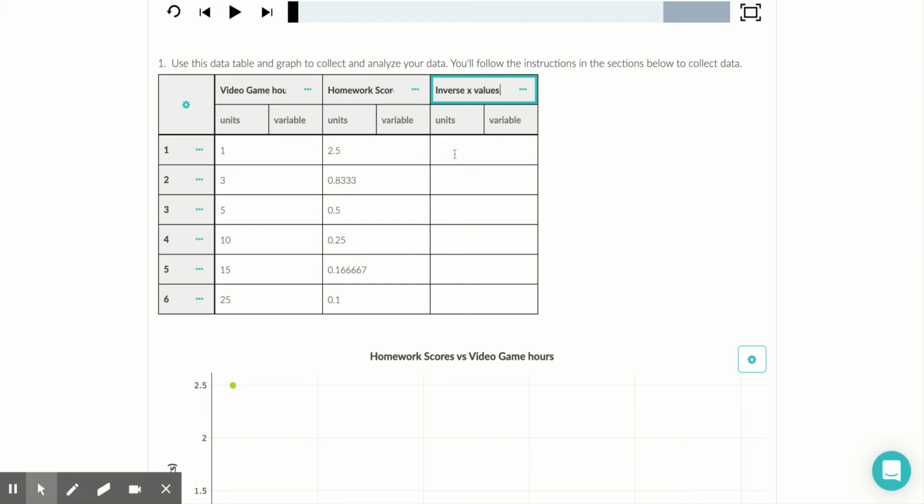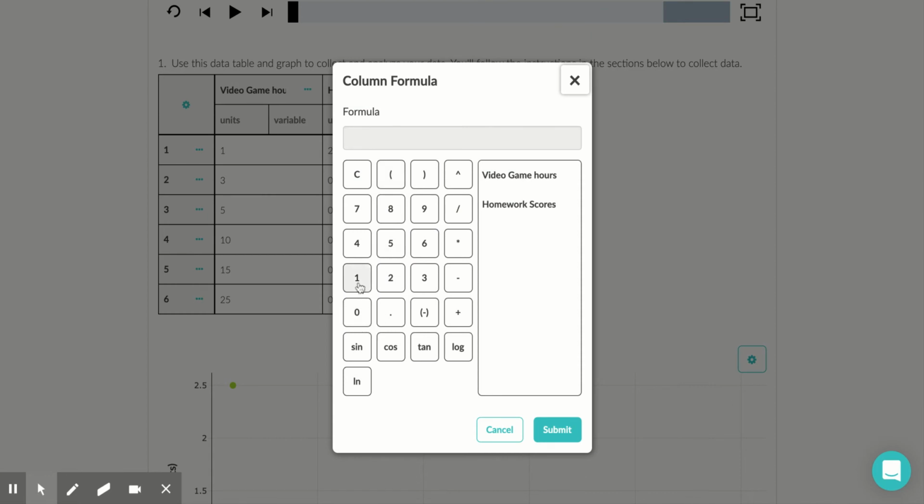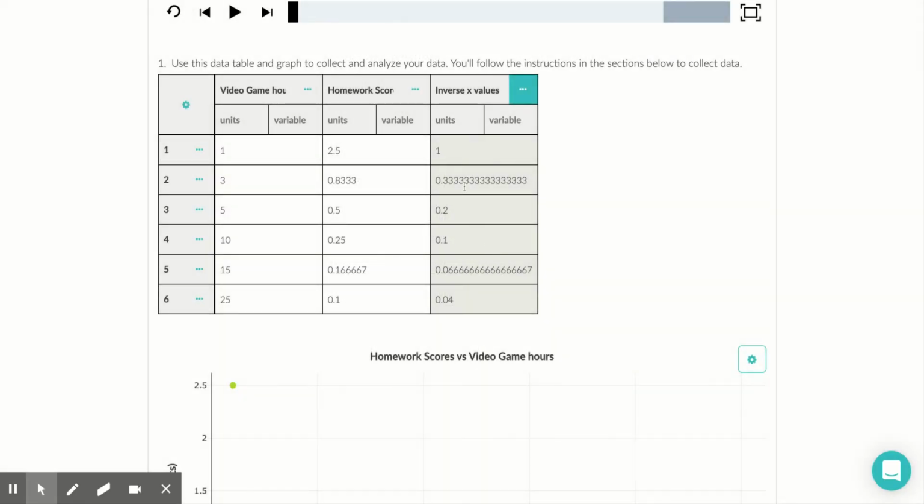Okay, now I'm going to do exactly what I think the graph is telling me to, which is taking the inverse of all the x values. So in this case, the x values are the video game hours. To do that in bulk, I can use the built-in equation formulas in Pivot. So I'm going to do change column formula, and now I'm going to take 1 over, or the inverse, of the x values. My x values in this case are video game hours. Submit that, and it's going to calculate what that inverse would be for the x values.